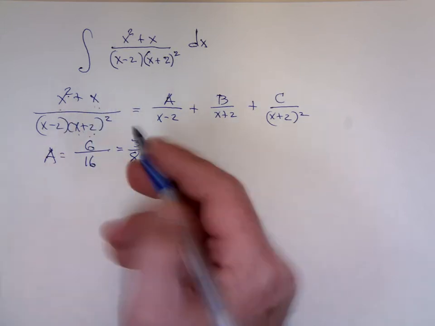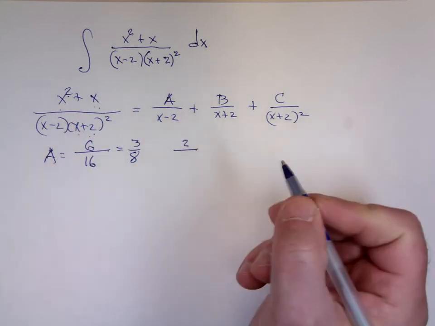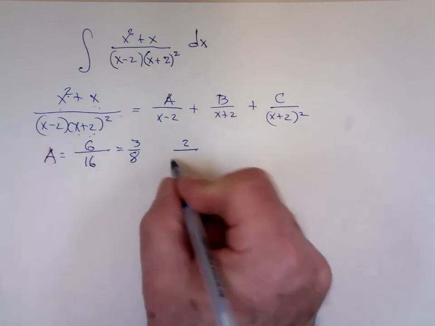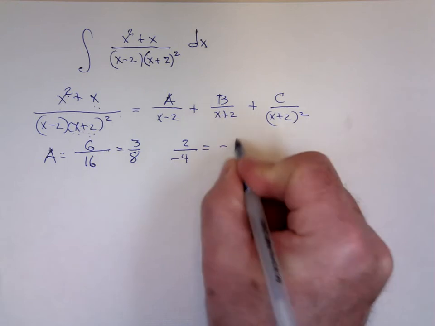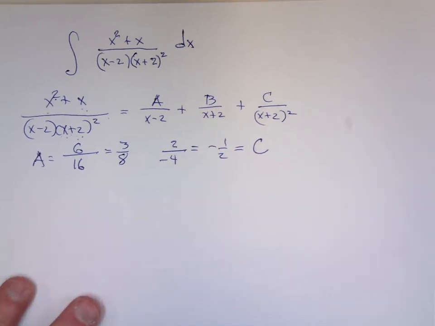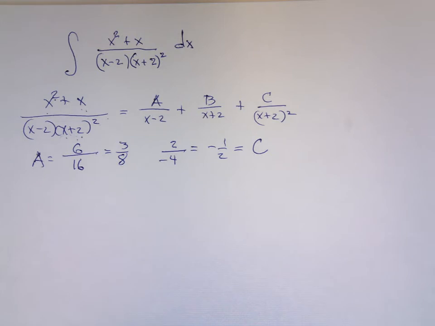Okay. This is gone. Negative 2 minus 2 is negative 4. That's negative 1/2, and that's C. Check it out. Make sure it's okay. Everybody okay?